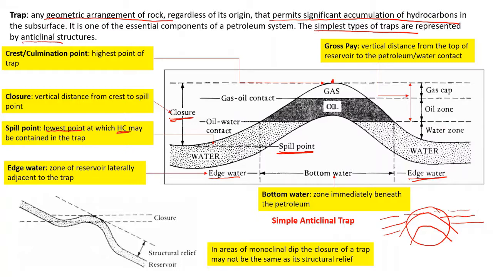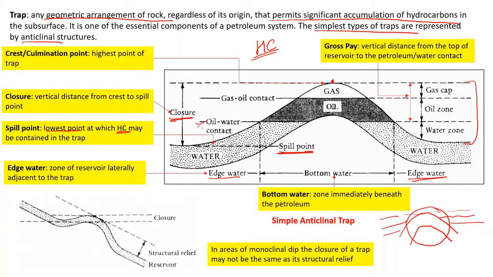Then what is the gross pay? Remember, we have two words, gross pay and net pay. So what is the gross pay? Gross pay is the vertical distance from the top of the reservoir to the oil water contact. Since we are interested only in hydrocarbons, when we talk about gross pay, we are interested in knowing the amount of hydrocarbon contained in a certain reservoir which is being held by this trap.